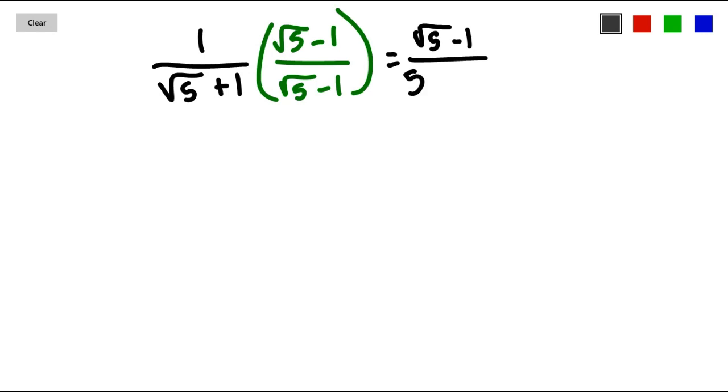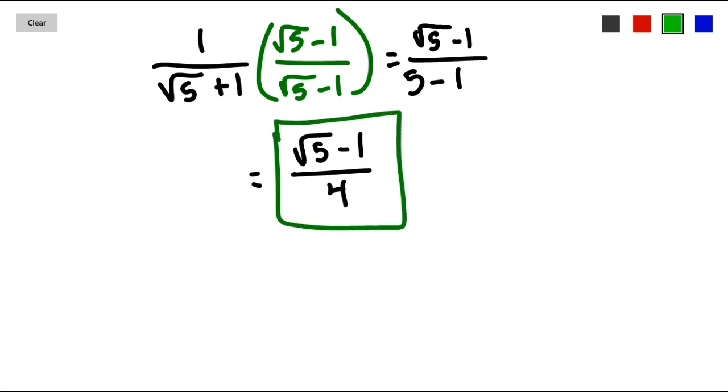a 5 minus 1 on the bottom. 5 minus 1 is just 4. So what I end up with is a square root of 5 minus 1 divided by 4. And we've effectively moved the root out of the denominator by doing this.